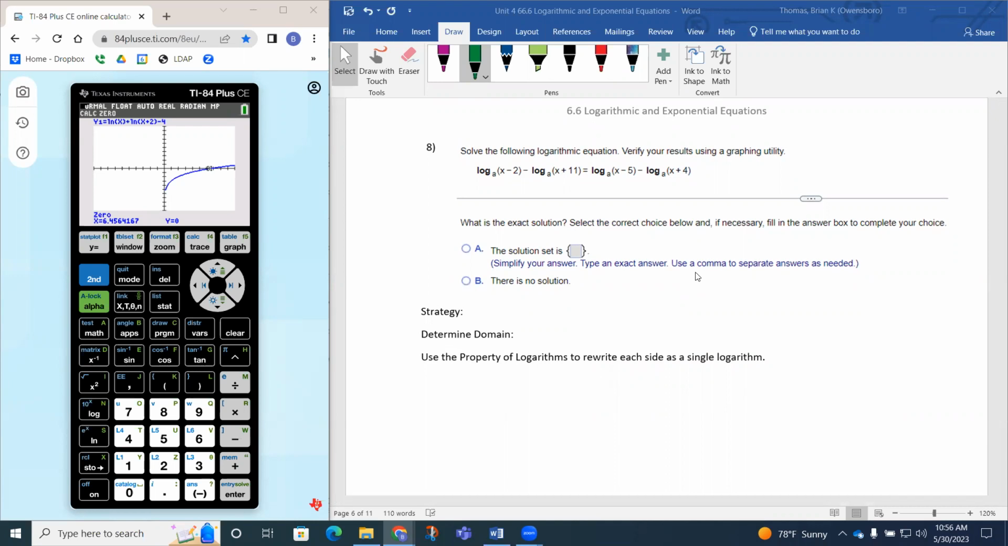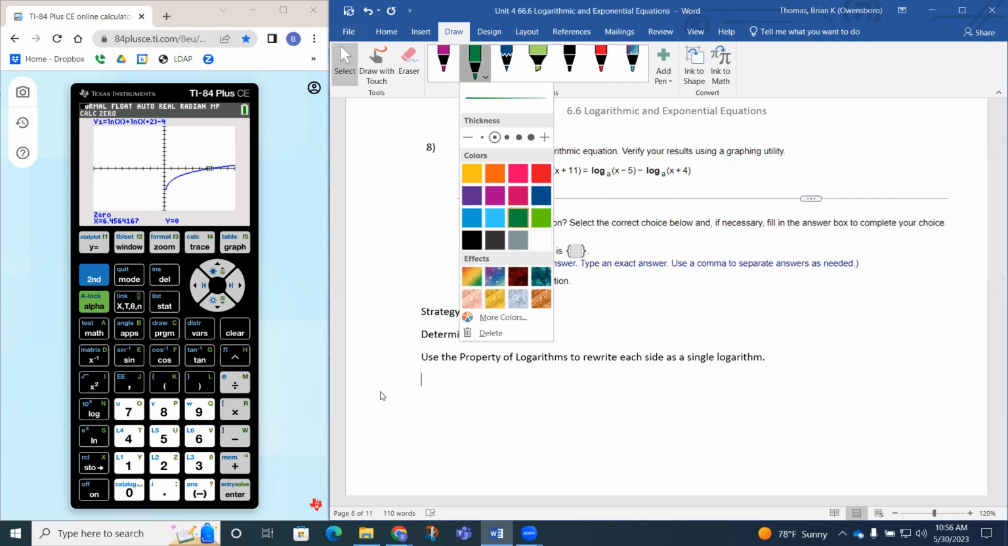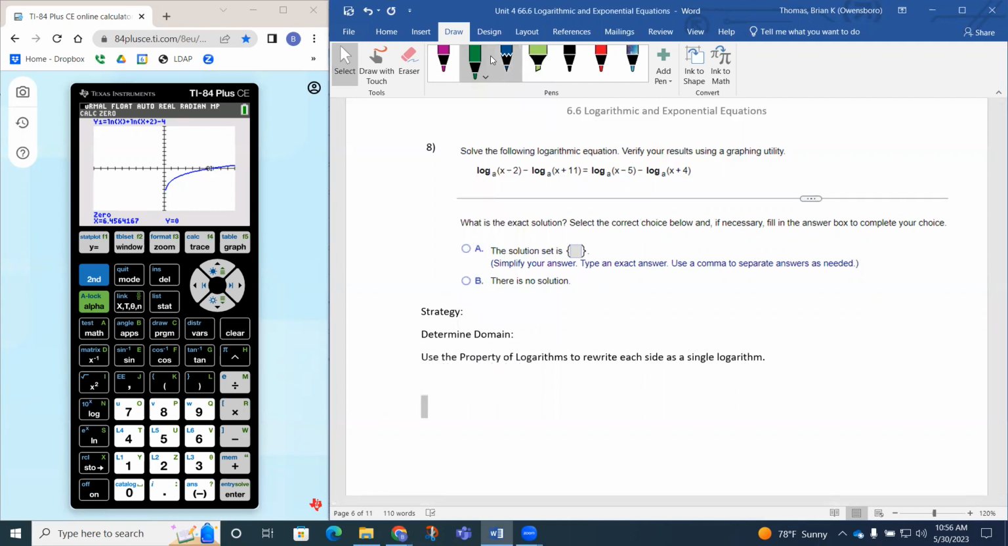So one of the first things we pick up on is domain. So remember, when you take the log, what you're taking the log of has to be greater than 0. So that means that x minus 2. So x minus 2.